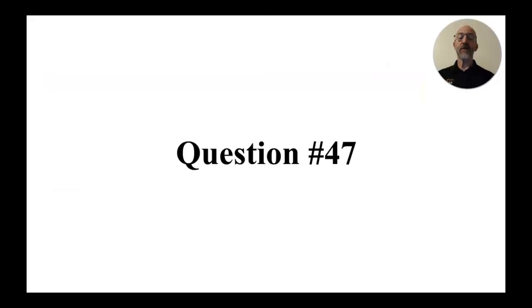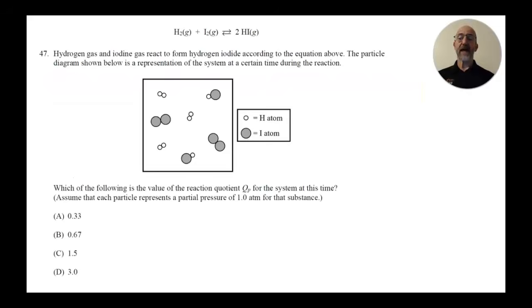In question 47, it says that hydrogen gas and iodine gas react to form hydrogen iodide according to the equation above. The particle diagram shown below is a representation of the system at a certain time during the reaction. Which of the following is the value of the reaction quotient Q for the system at this time? Assume that each particle represents a partial pressure of 1 atmosphere for that substance.